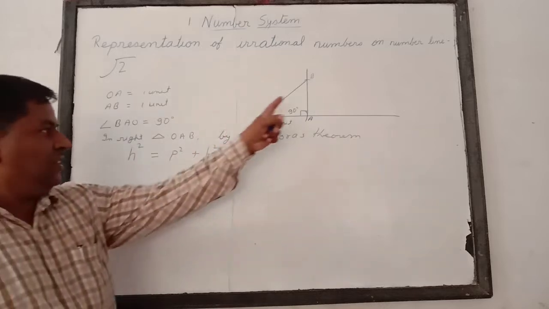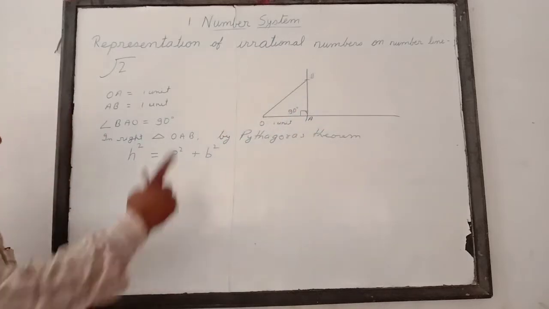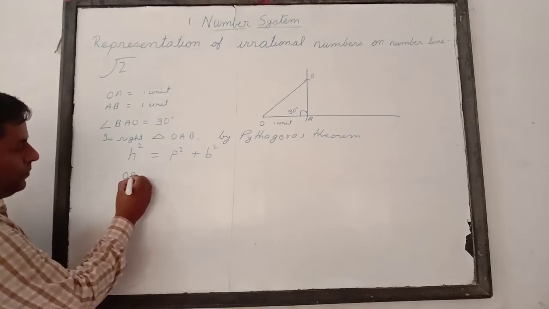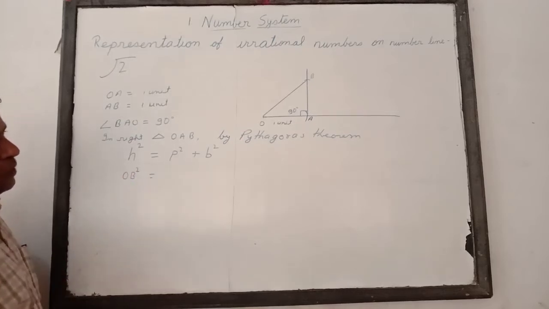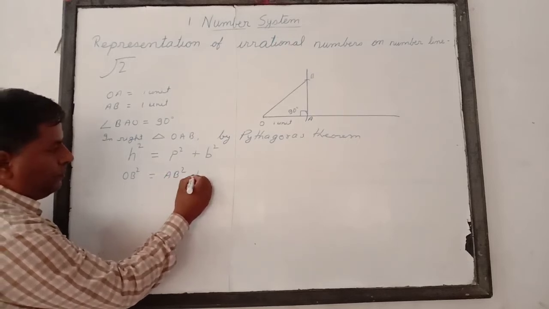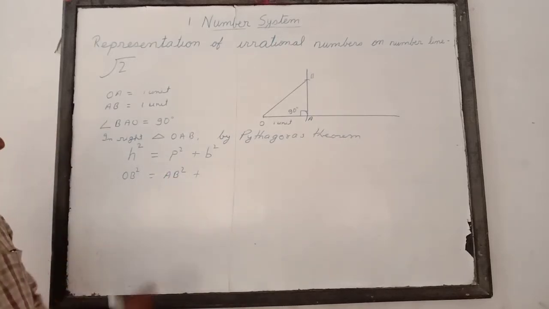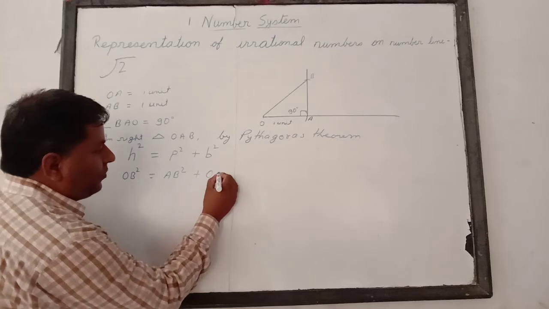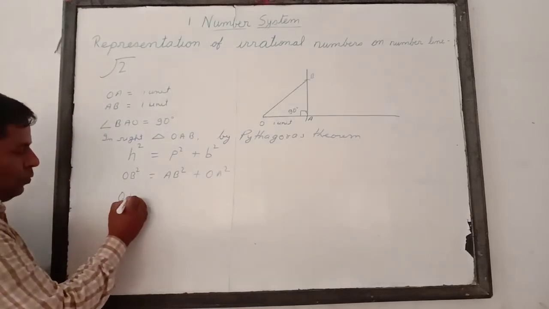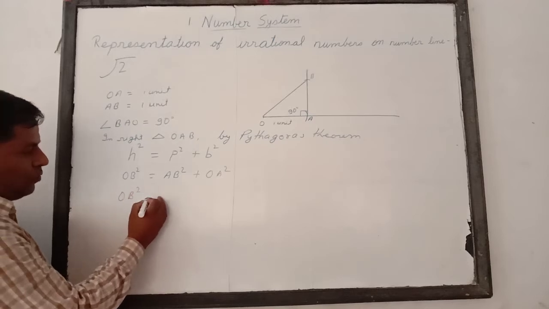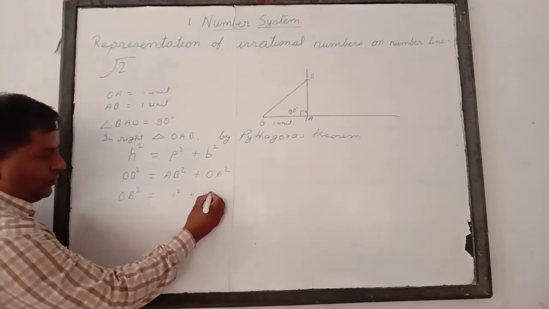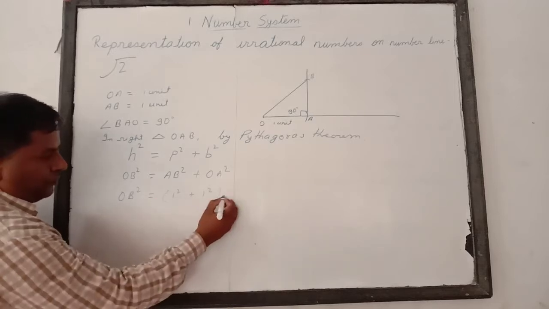Now you can see that in this triangle, what is the hypotenuse? OB. So we can write OB square is equal to, what is the perpendicular? AB. So AB square plus, what is the base? OA. So we can write OA square. Now we can substitute the values and write OB square is equal to 1 square plus 1 square unit.